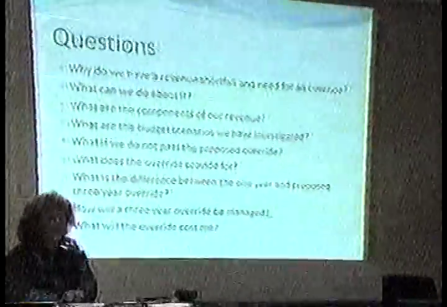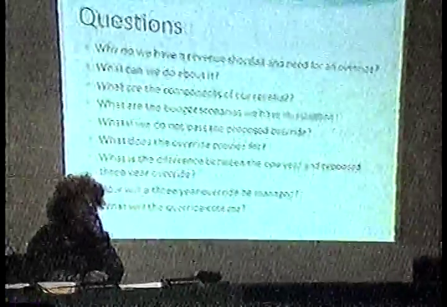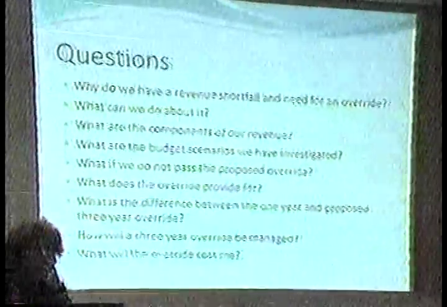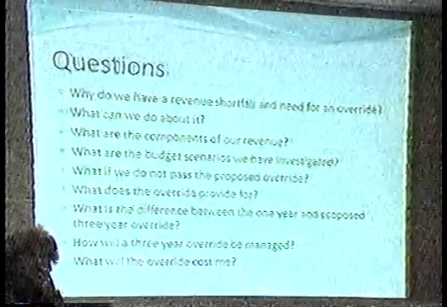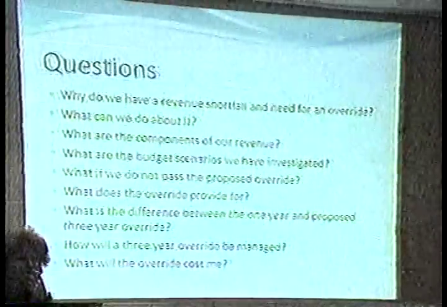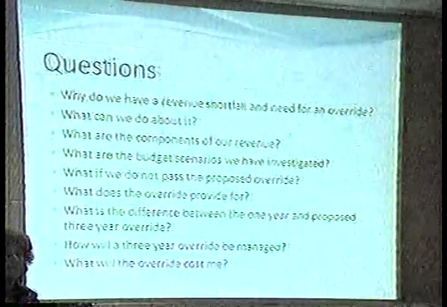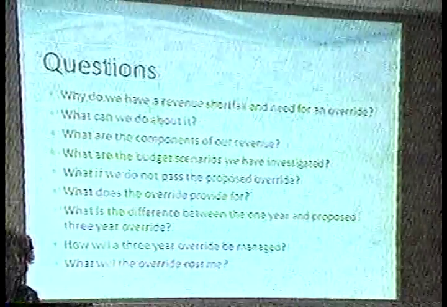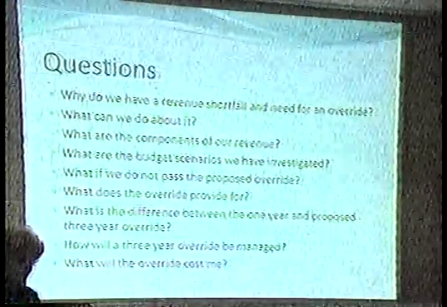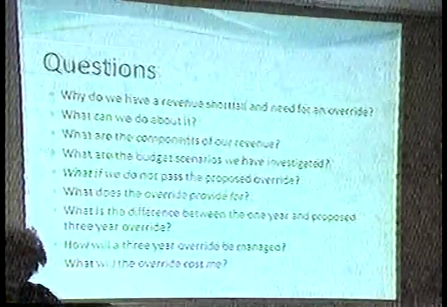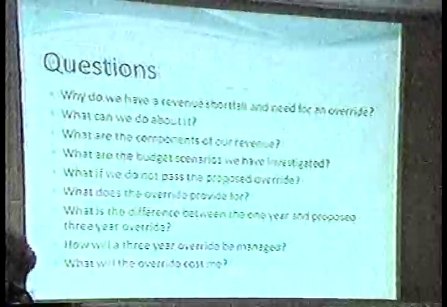Why do we have a revenue shortfall and the need for an override? What can we do about it? What are the components of our revenue? What are the budget scenarios we have investigated? What if we do not pass the proposed override? What does the override provide for? What is the difference between a 1-year and a proposed 3-year override? How will a 3-year override be managed? And what will the override cost me? And we're going to try to answer these questions and then obviously answer any other questions you might have.